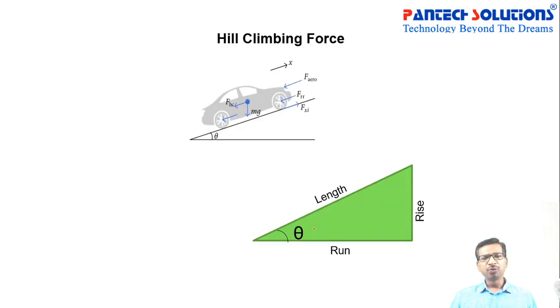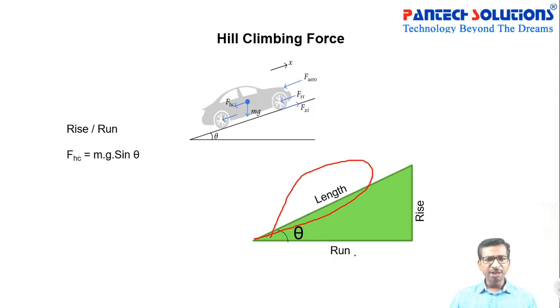And hill climbing force. See, if you take this triangle diagram, this is your flyover, or else you can imagine your road type. Suppose your vehicle is on an upgradient, then the formula to calculate the hill climbing force is m into g, that is the weight of the body and gravitational force, and sine of theta. Theta is nothing but the angle between the length, the rise and the run.